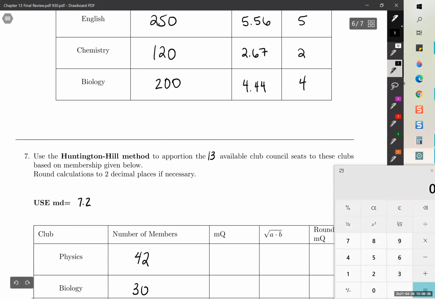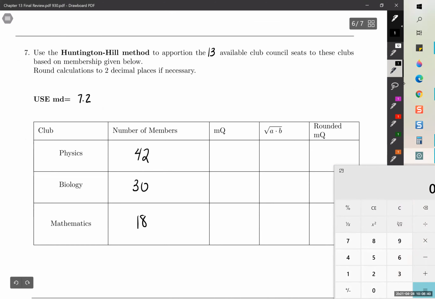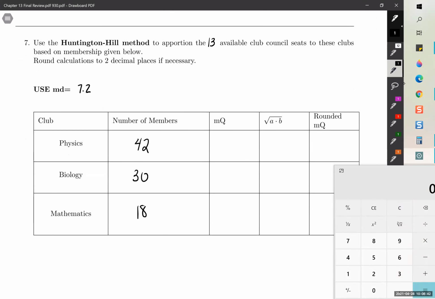So if not, if y'all would do the next problem, which deals with the Huntington-Hill method. Remember, the main difference here is we still do MQ like you did before, take the population divided by MD, but then you have to calculate this new thing, the square root of AB, and based on these two, you'll figure out how to round this. Give everybody a moment to at least find the MQ on their own.